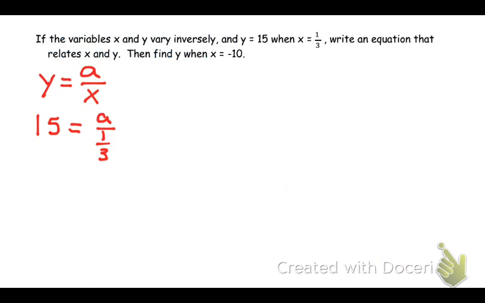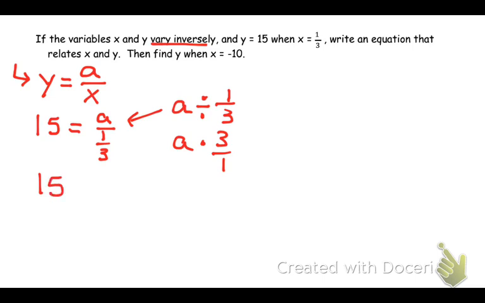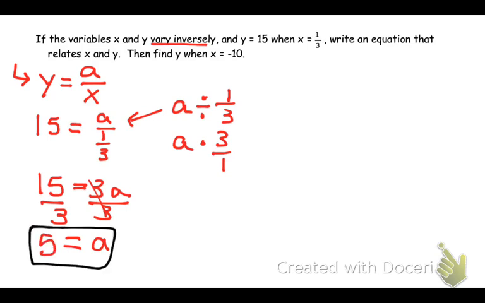All right, in this problem, it says we're working with inverse variation. So we know that we need this equation. I subbed in the values for y and x. We know that this means a divided by 1/3, so a times 3 over 1. So 15 equals 3a, and then we divide both sides by 3, so a equals 5. All right, so now we know a equals 5.